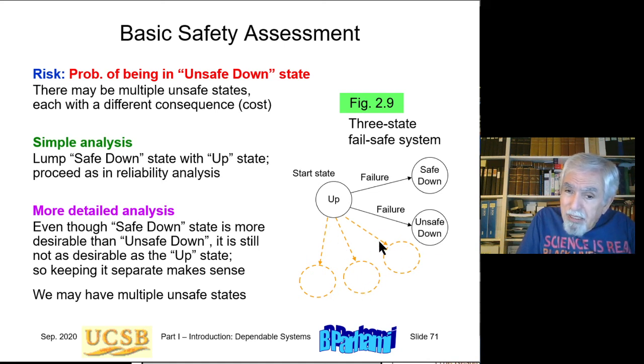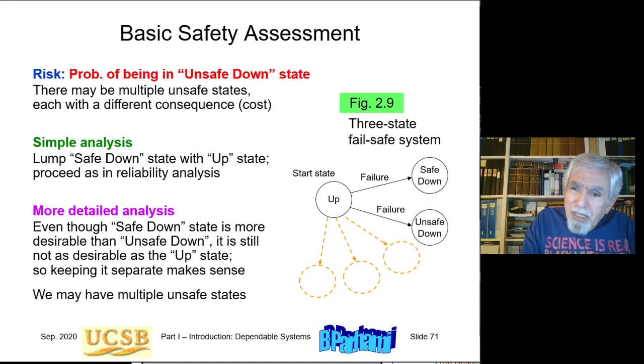So basically, the total safety cost of the system will be the probability of being in this state times the cost or consequence of being in that state, plus the probability of being in this state times the cost or consequence, and so on. That's why it's helpful to have these multiple states, because consequences may be different.